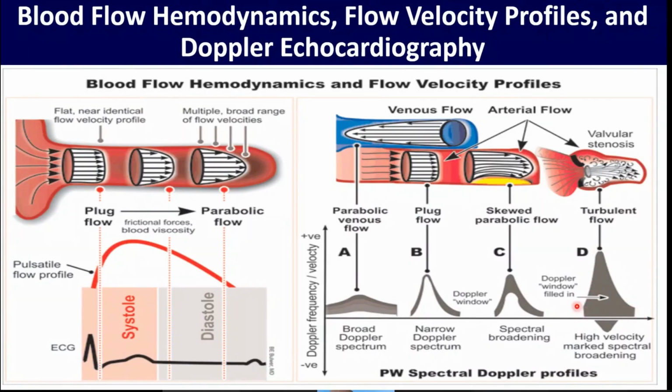Velocity will be increased, and this will give you a high velocity, broad spectral profile as is shown. When you're talking about spectral Doppler, it is velocity against time. Time is on the horizontal axis and the velocity is on the vertical axis. That is what is called spectral Doppler.